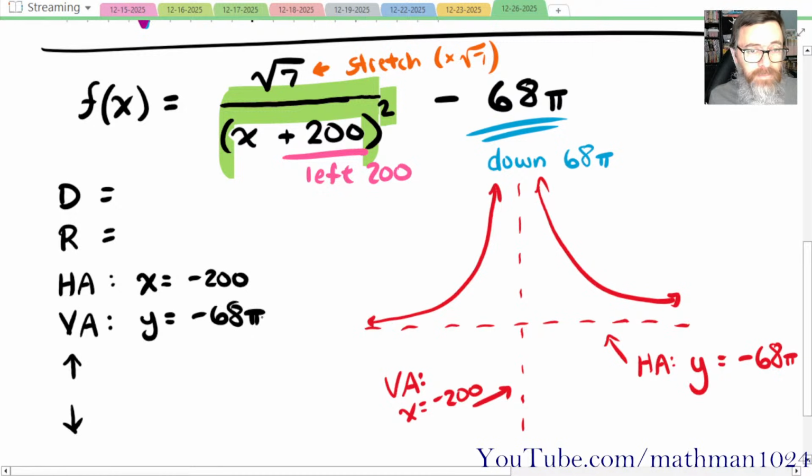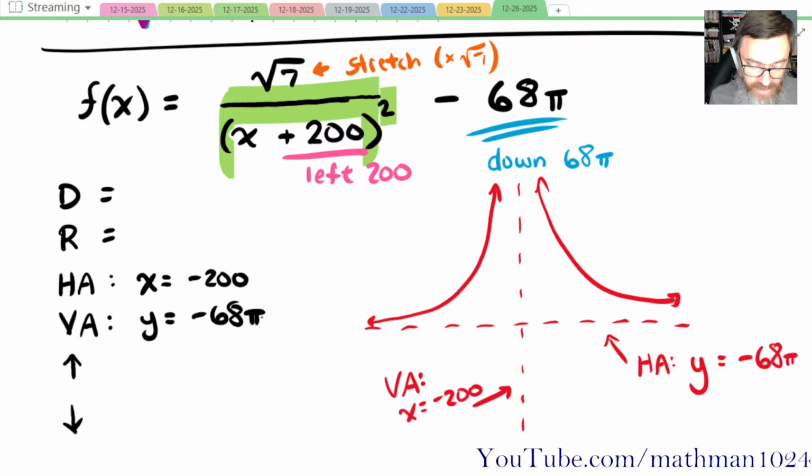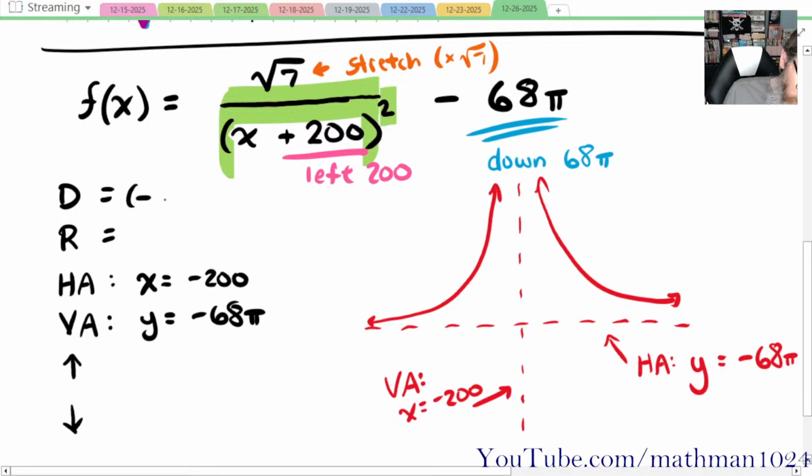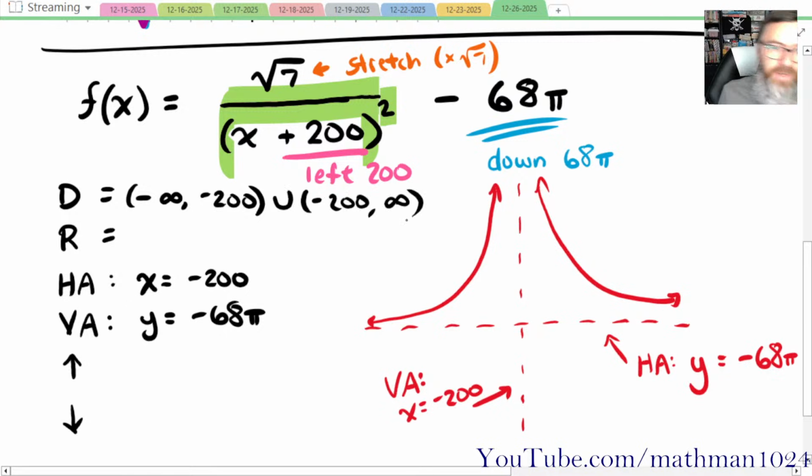Let's find the domain. The domain should be everything except what makes the denominator 0. And I think it's pretty clear because we've got that vertical asymptote at x equals negative 200 that our domain is going to be everything except for negative 200. So from negative infinity to negative 200, union negative 200 to infinity.